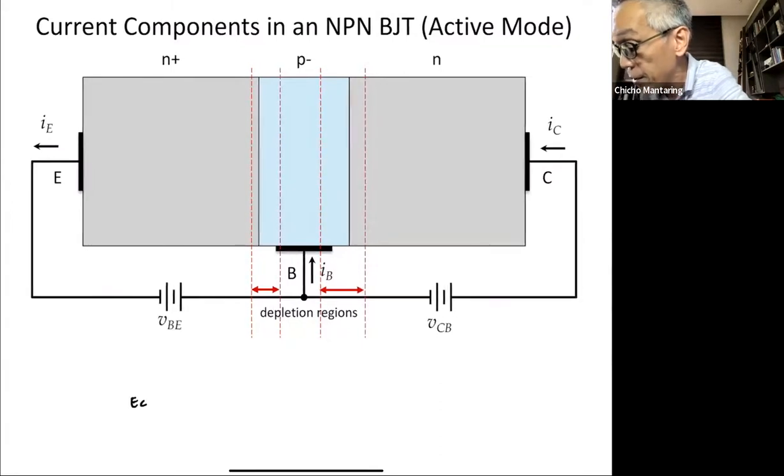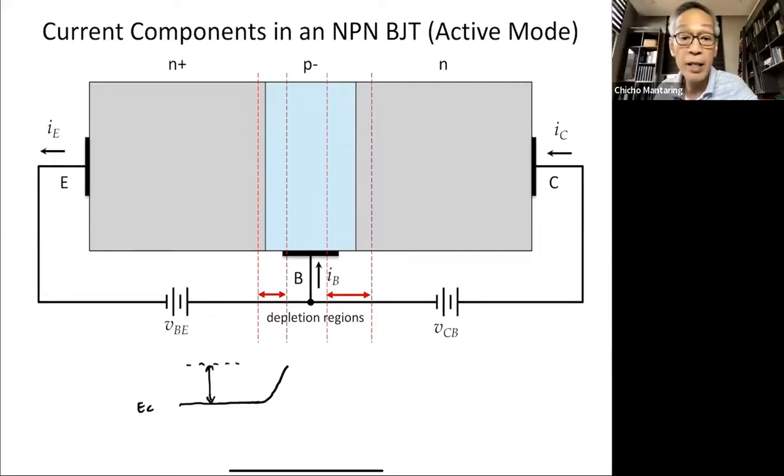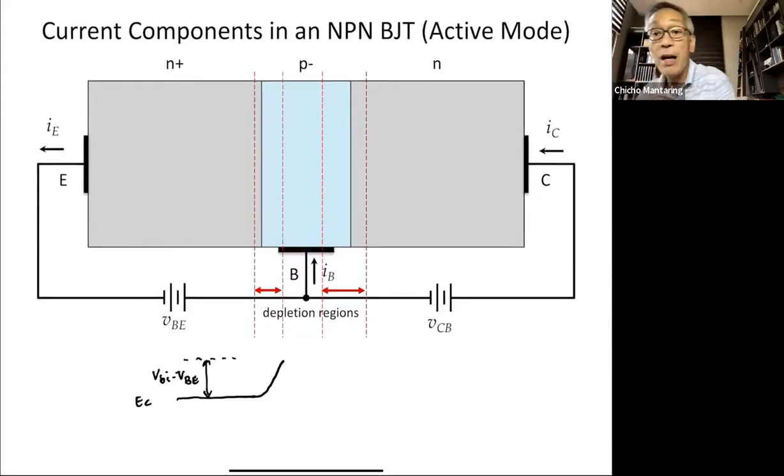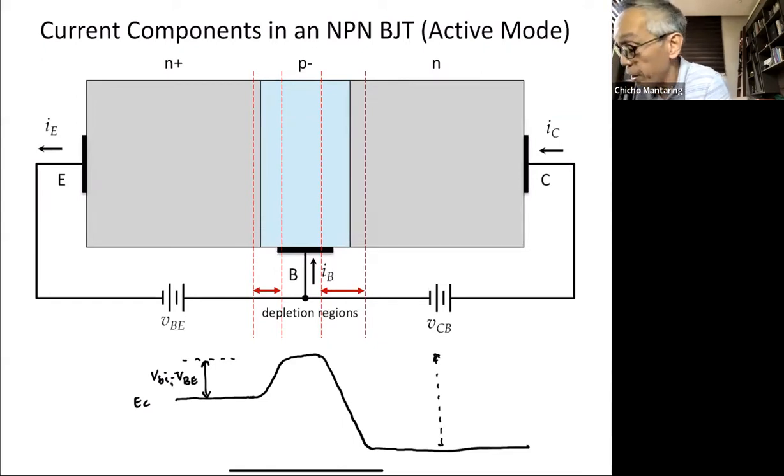So if I take a look at E sub C, that's going to become smaller. So it's going to look something like this. So this height is now going to be essentially VBI minus VBE. On the other hand, this reverse bias will make my band bending bigger. Lalaki yung band bending. So if I take a look now, this is going to go down all the way here. And so this is VBI1, this is VBI2 plus VCB.